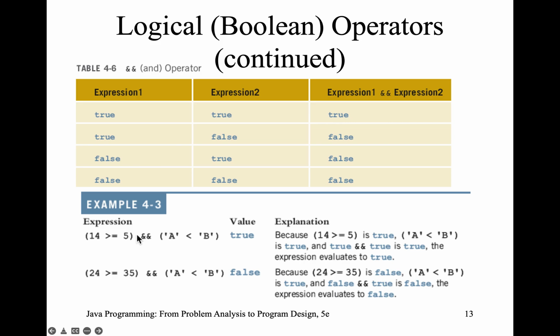When you have an and, both conditions on each side have to be true for the whole expression to be true. Is 24 greater than 35? That's false. So then we know that this whole expression is going to be false, because you just need one false. Even though this is true, with an and, it has to be this and that.